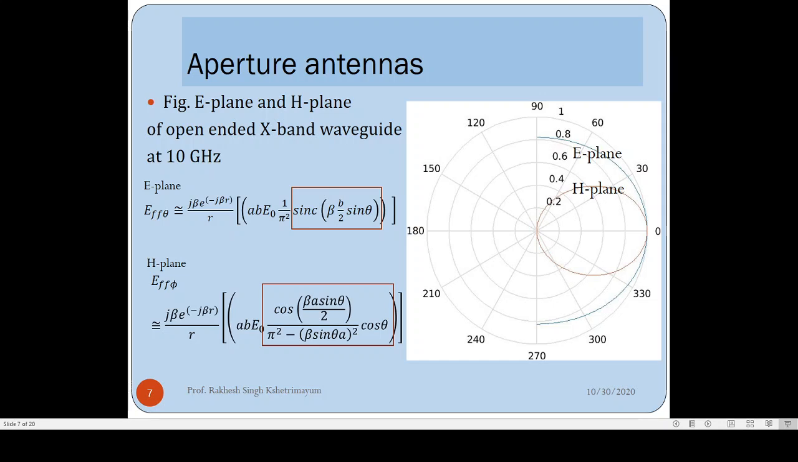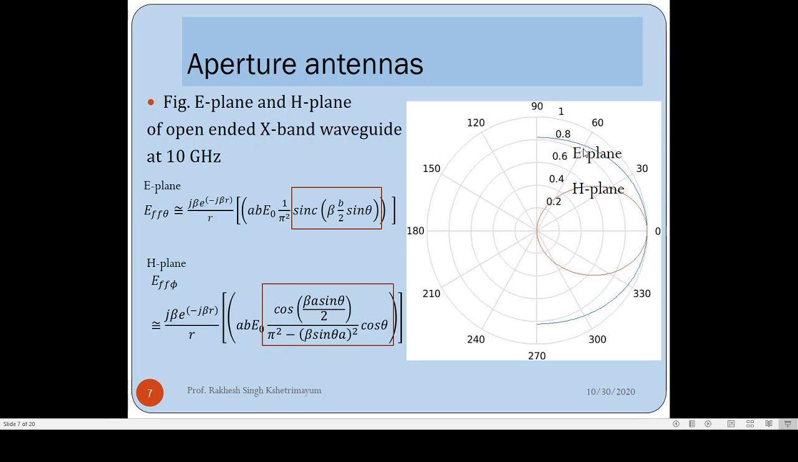So you can see that the radiation pattern of the open-ended X-band waveguide at 10 GHz is very broad. It's not narrow. It's very broad. The E-plane is very broad. So later on we'll try to improve this main beam to have a narrower beam, so that it can have a pencil beam by realizing something called a horn antenna later on.